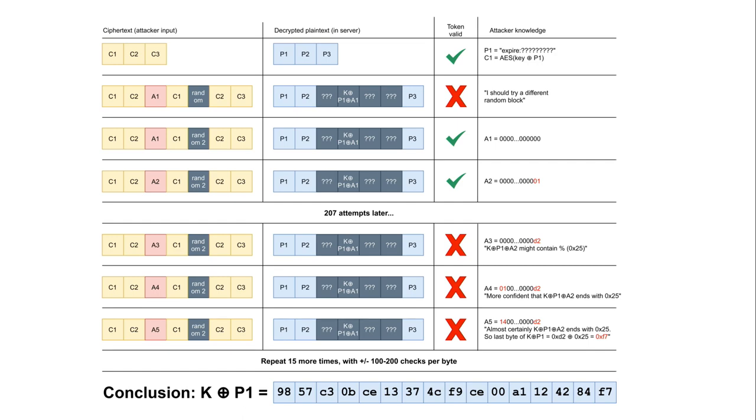And this original block, normally it would be the plain text XORed with your IV. But because here they're using the encryption key as an IV, it will be the plain text XOR with the encryption key. And well, the nice thing about XOR is if we know one part, we can guess the other part.